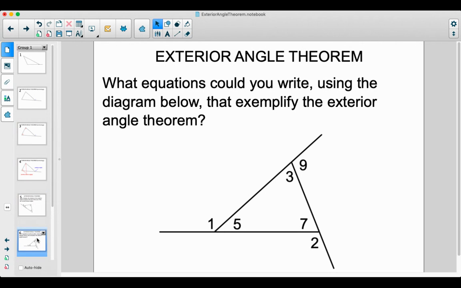What about in this diagram? A lot more to consider, but see if you can take a second and think about some of the equations that would apply here as far as which exterior angle is equal to the sum of which two remote interior angles. I'm going to talk in about 10 seconds, but if you want to go ahead and pause it now before you hear the answer, feel free to do so.